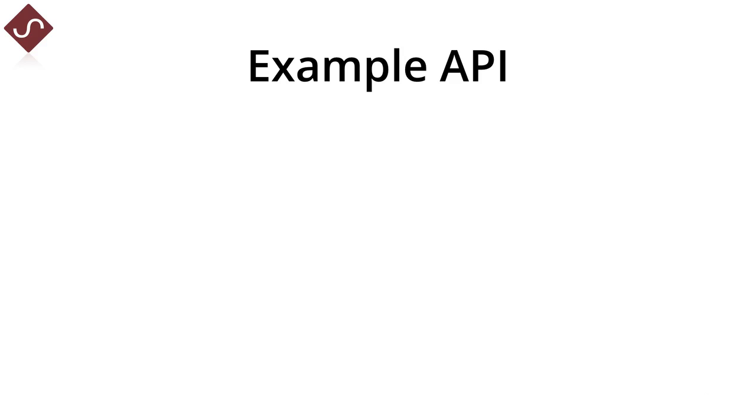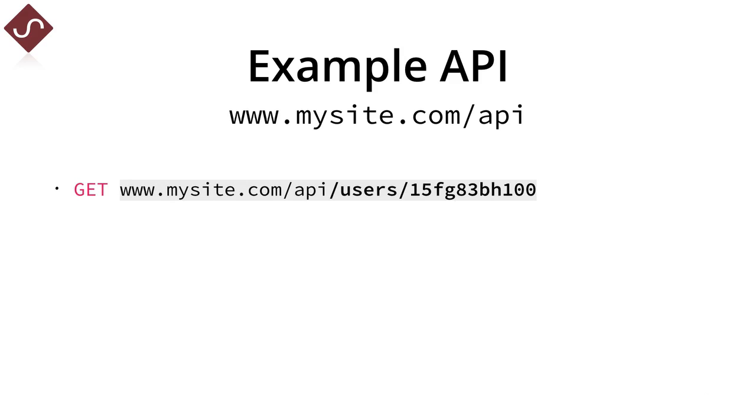Let's look at an example API. Let's say you've got this API living on this website, www.mysite.com/API. And now your applications are going to interact with this API, this website, requesting or sending data, and then the API is going to do the interaction with the database. One example of a request for data, you would ask the API to get something from the database, is just that, get, and then the API address.